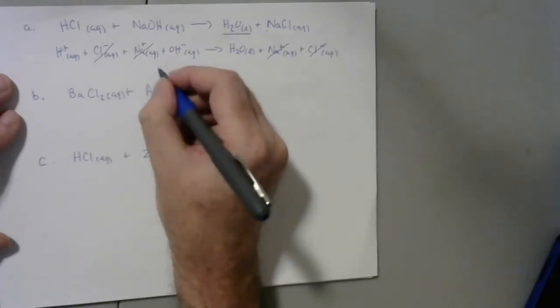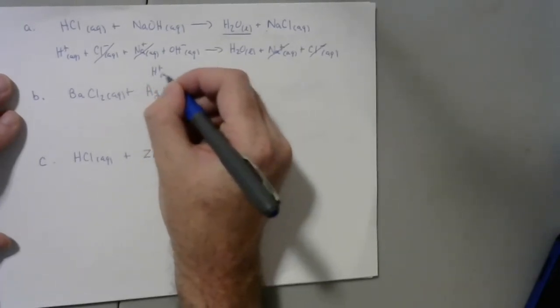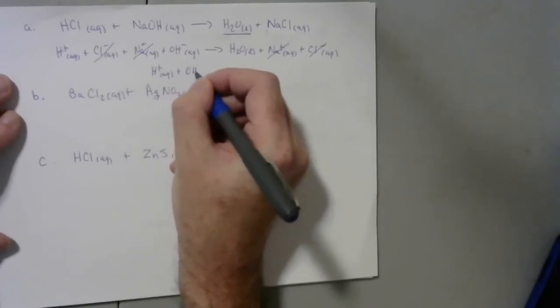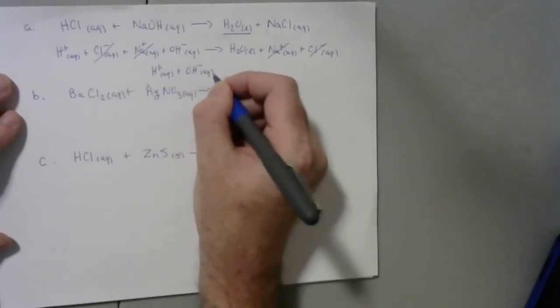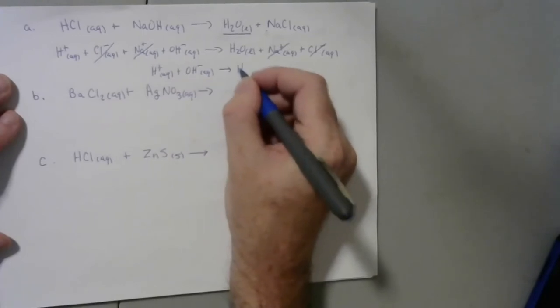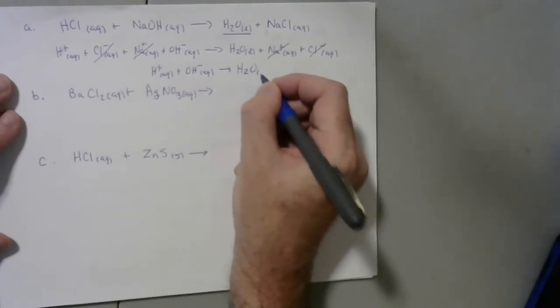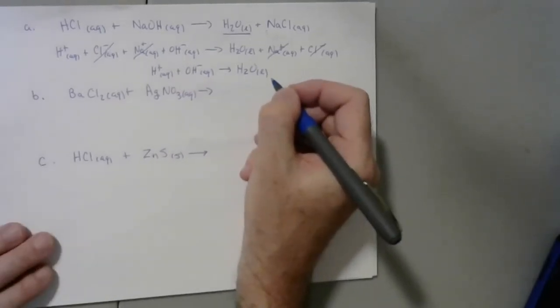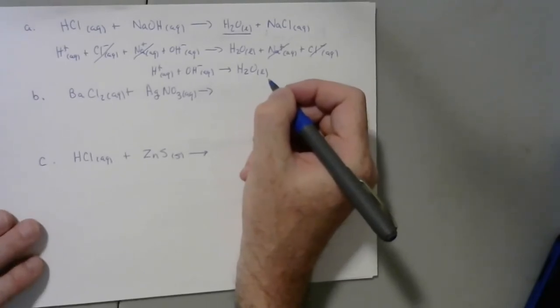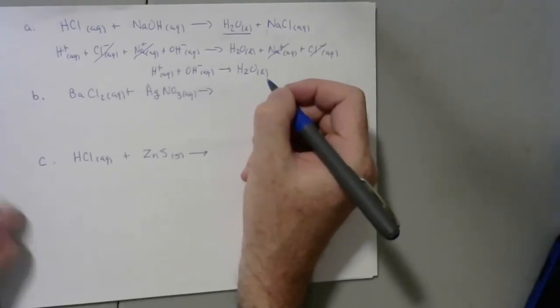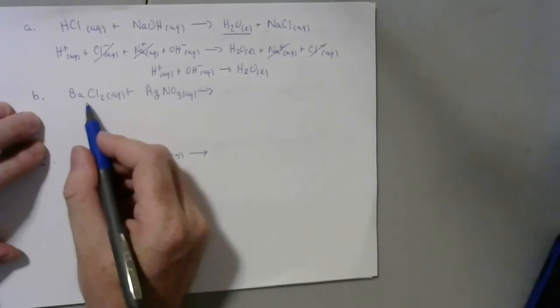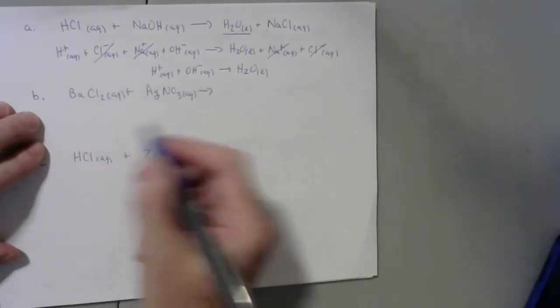And so then our net ionic is going to be H+ (aq) plus OH- (aq) forming water. So that's my net ionic equation. That's an acid-base neutralization. So now if we look at the barium chloride and the silver nitrate, the barium's going to go with the nitrate.